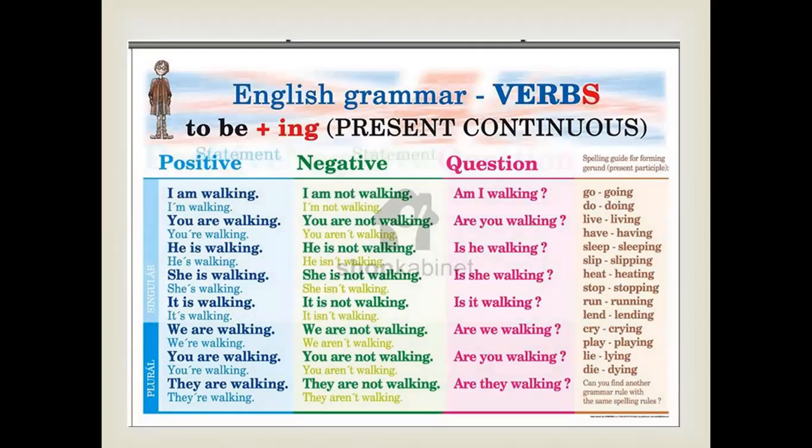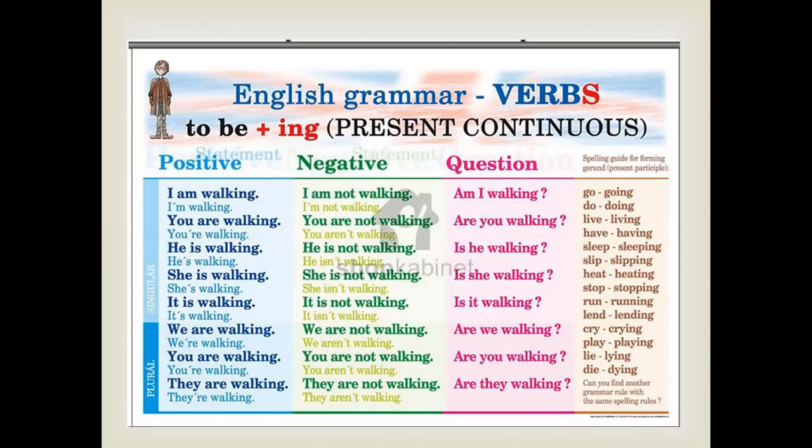Okay. We have also the present continuous. It's different from the present simple. I use the present continuous tense when I am talking about things that are happening now or around the time. Like here, I am walking. You are walking. He is walking.